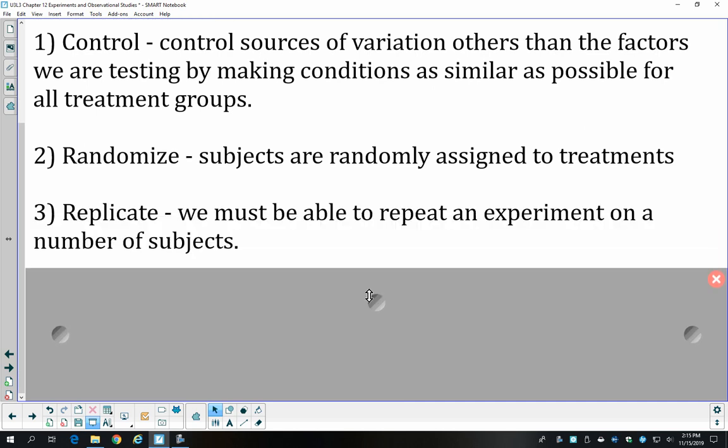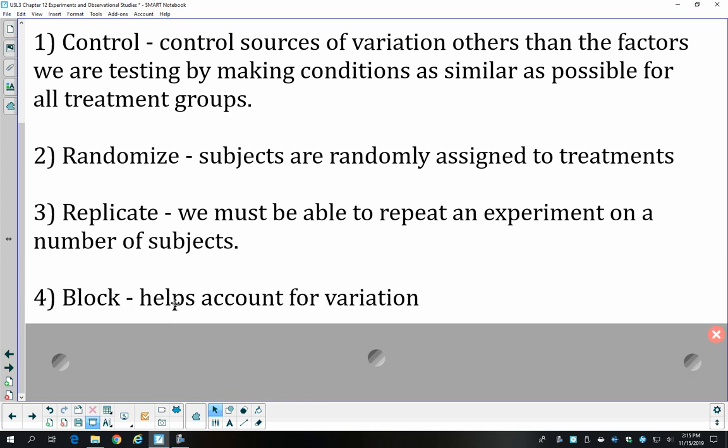We need to be able to replicate our experiment. So that means we don't want to experiment just on 1 or 2 people. We want to have multiple subjects. Sometimes we might actually run the experiment multiple times, but we need to be able to repeat it. And lastly, if we need to, we should block. And we're going to talk about blocking towards the end of this lesson. It's another thing that helps us to account for variation, helps us keep conditions among treatment groups as similar as possible.